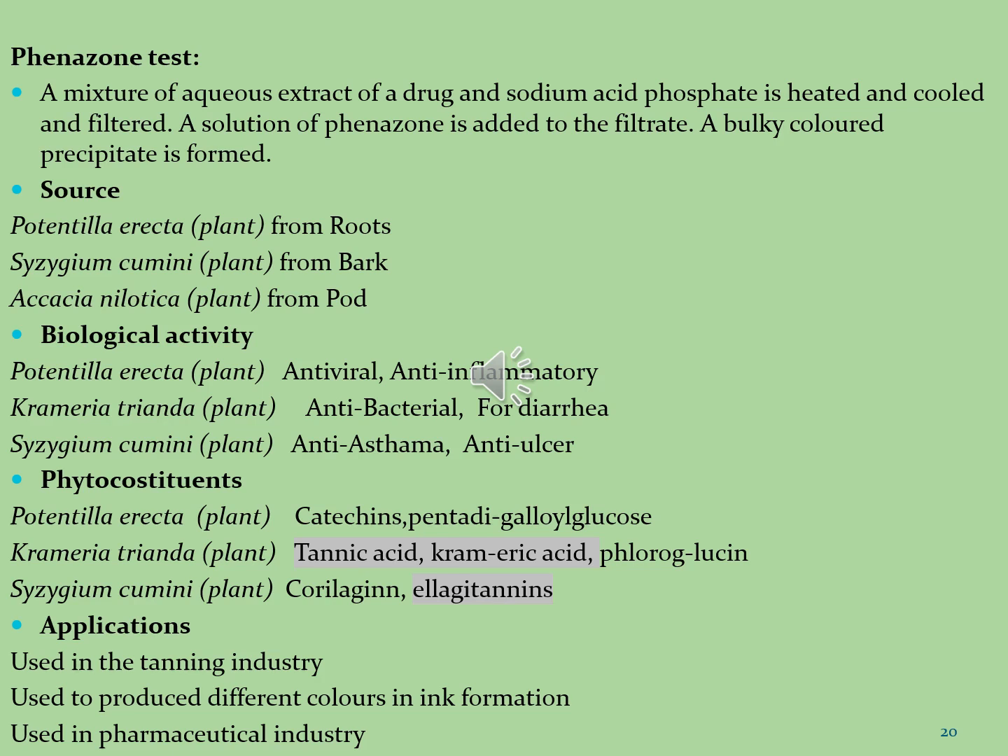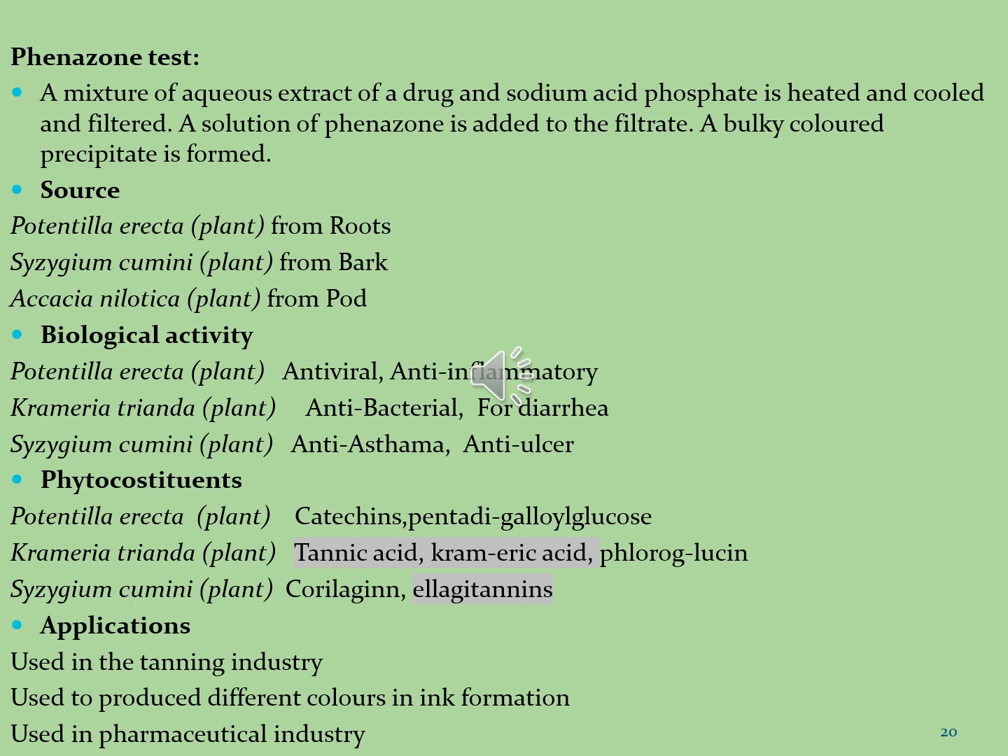Tannins are also active agents. Potentilla erecta has antiviral and anti-inflammatory activity. The second plant, Terminalia arjuna, has antibacterial and antidiarrheal activity. The next plant is Syzygium cumini. Anti-asthma and anti-ulcer activity is found in this plant.